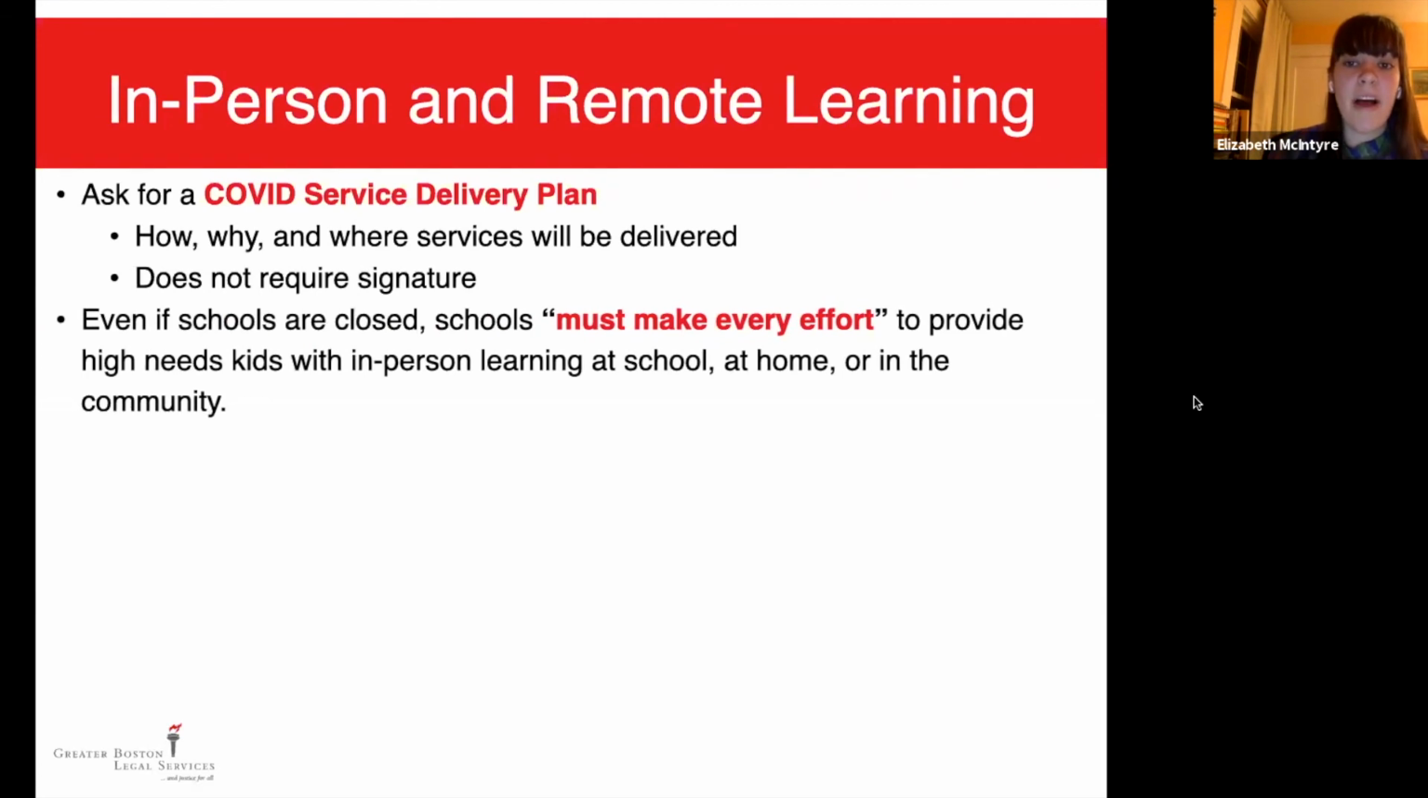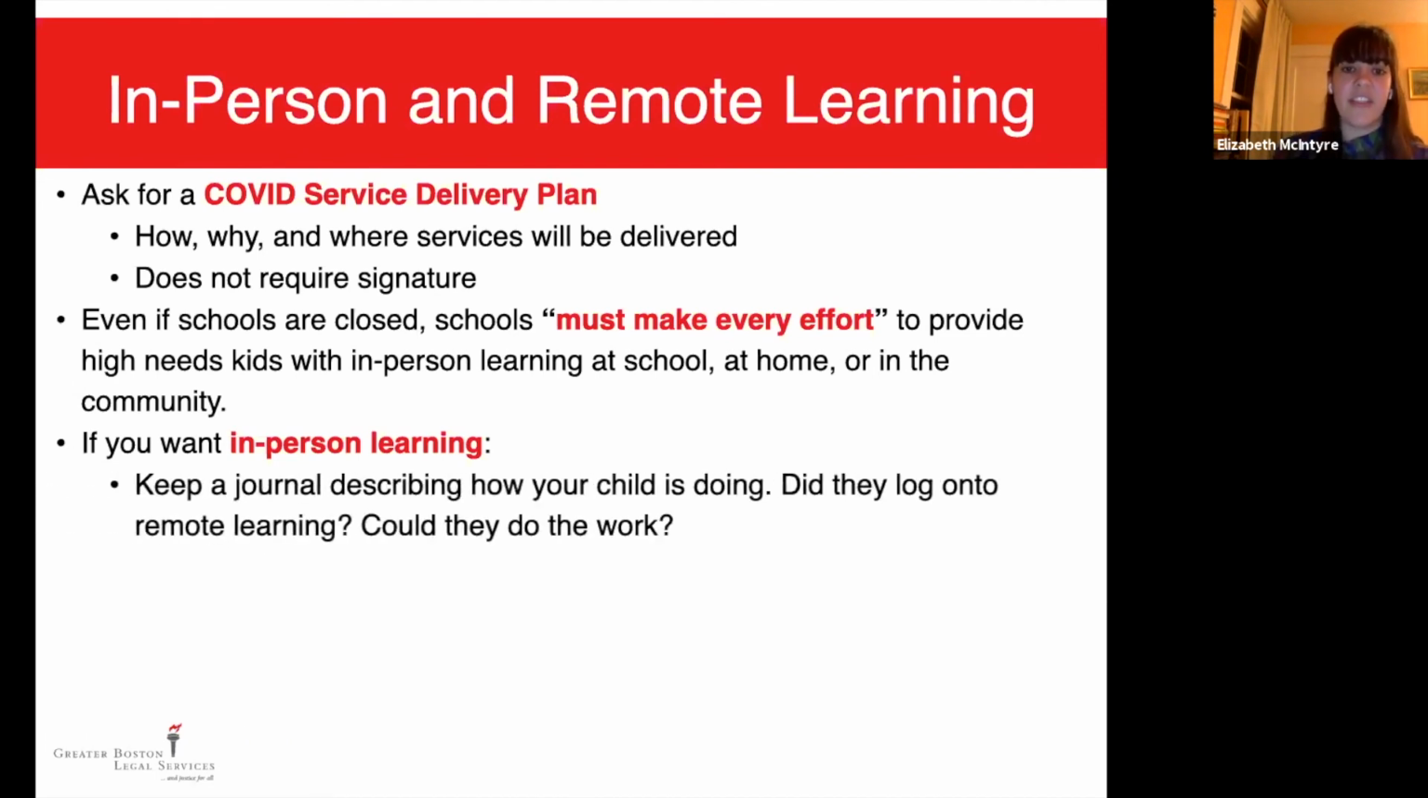Okay, I want to briefly talk about in-person learning. So the state has said that even if schools are closed, schools must make every effort to provide high needs kids with in-person learning at school, at home, or in the community. So I think that what that means is that although there are many complications with Boston trying to provide in-person learning to kids, when there are students who need in-person learning or they can't access a free and appropriate public education, they can't access school, Boston needs to figure out a way to provide those students with in-person learning, whether at a school building, at a Boys and Girls Club, or a Y, or at home. So if you want in-person learning right now, I know Boston is closed.